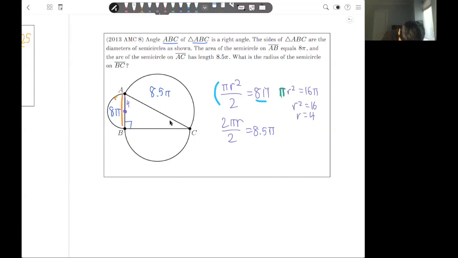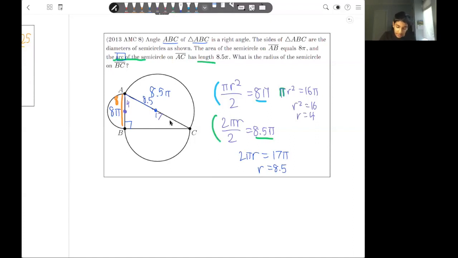And what about for AC? We have the arc. Be careful here, wording. The arc on the semicircle has length, not area, 8.5 pi. So 2 pi r divided by 2 is 8.5 pi. Oh, okay, I missed the arc. Yeah, so make sure to be careful about what's actually in the problem. So 2 pi r is 17 pi. And that means r is just 8.5. And if the radius is 8.5, AC is just going to be 17.